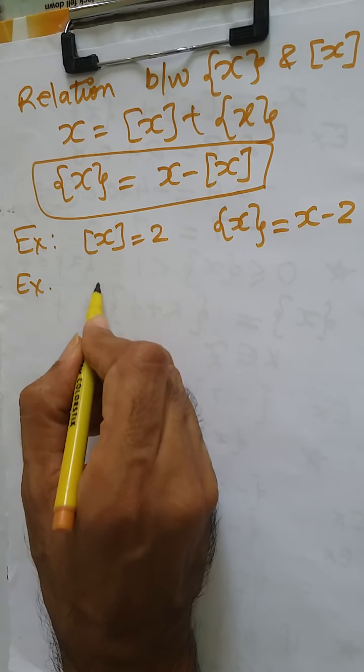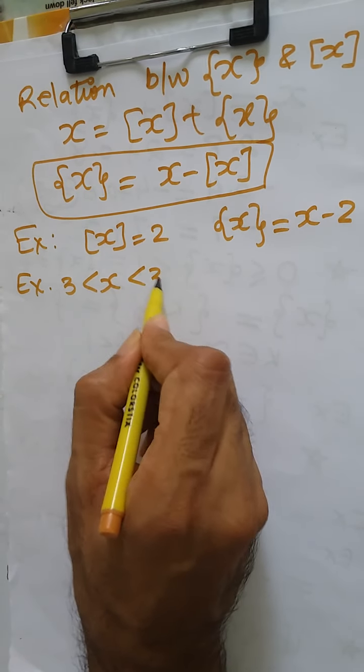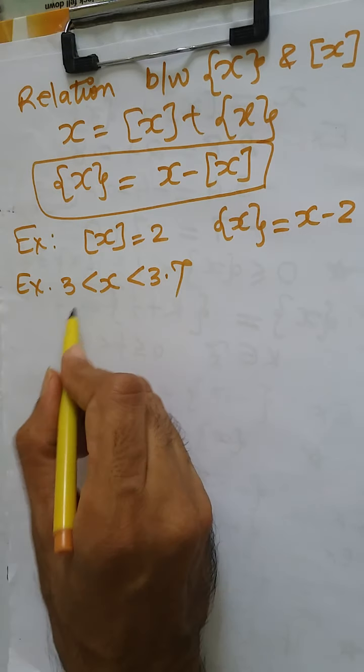For example, if x is between 3 and 3.7, fractional x is what?